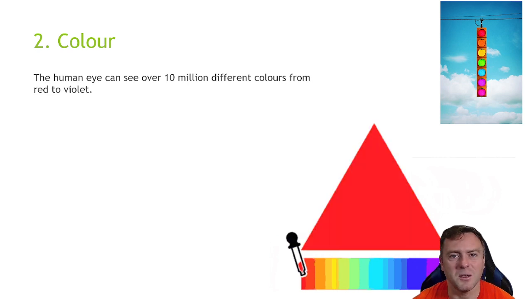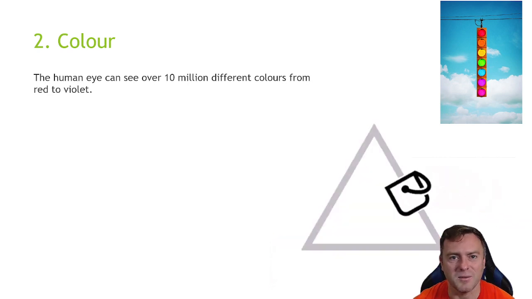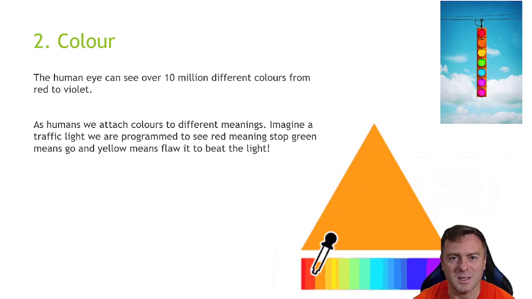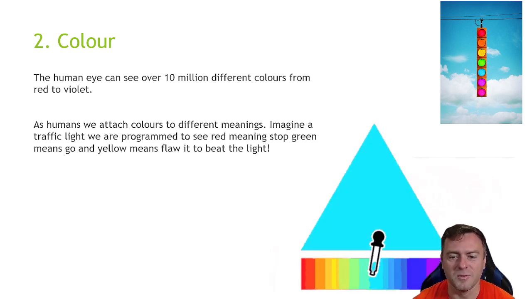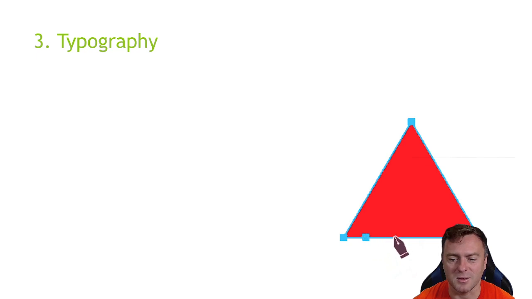So the human eye can see over 10 million different colors from red to violet. As humans, we attach colors to different meanings. So if you stop at a traffic light, we're programmed to see red meaning to stop and green meaning to go. So it's very important that we have those colors aligned.